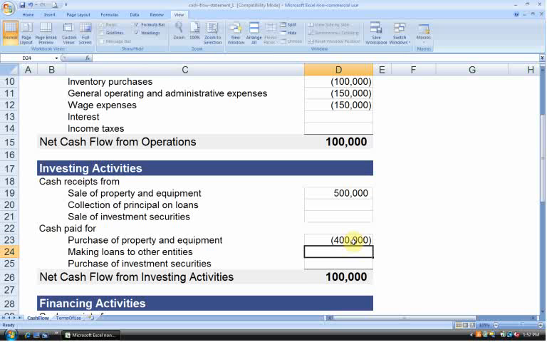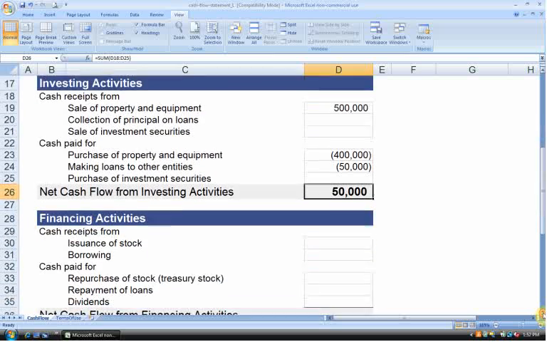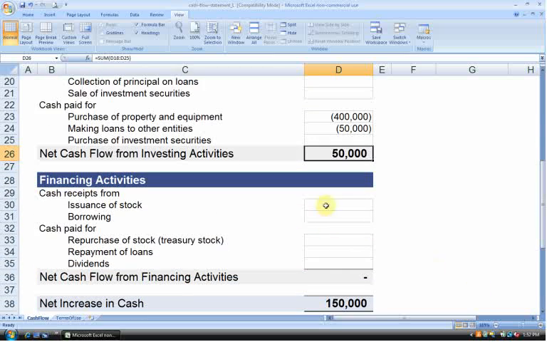And we also made a $50,000 loan to a subsidiary business that we own and we want to continue to see grow. So that leaves us with a net cash flow from investing activities of $50,000. Finally, we're scrolling down a little bit, and we have financing activities.